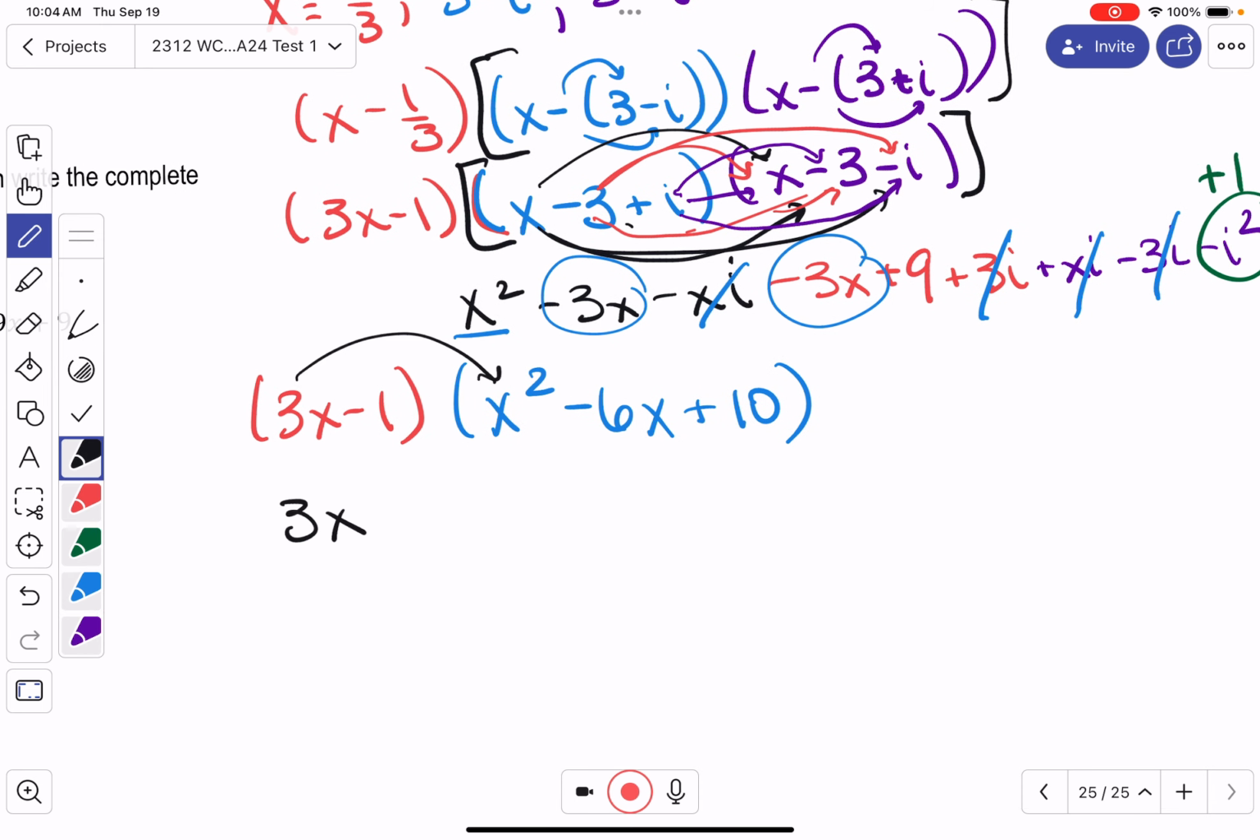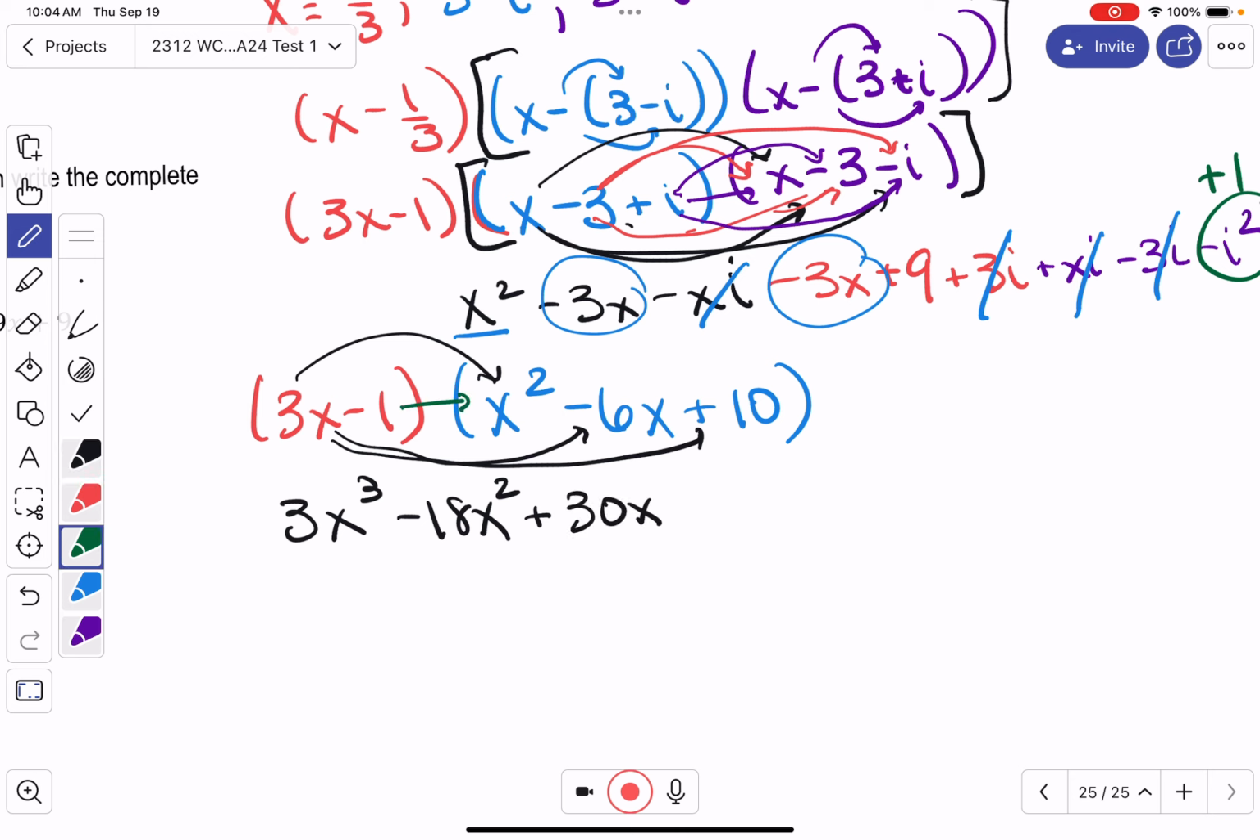3x cubed, minus 18x squared, plus 30x, minus x squared, plus 6x, minus 10. Clean this up.